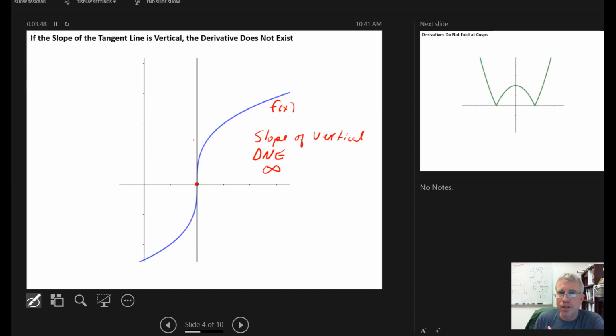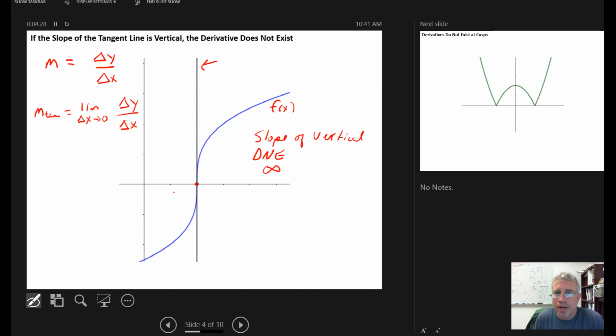Remember, the derivative gives you the slopes of the tangent lines for a graph, but if the graph has a vertical tangent line, the derivative won't exist at that point. So think about it this way. The slope of a line, we calculate that by taking delta y over delta x. And to get the derivative, the slope of the tangent lines, we simply are taking the limit as delta x goes to 0 of that ratio delta y over delta x.